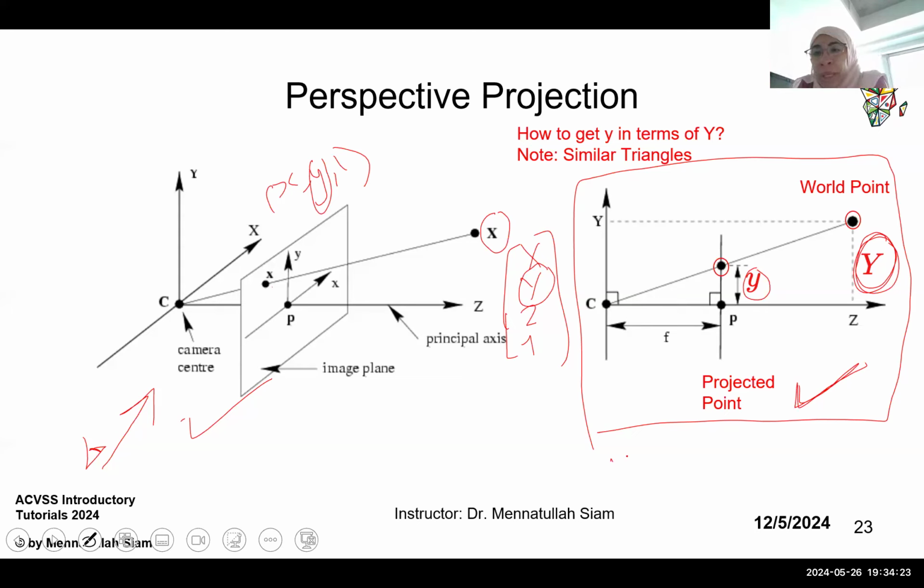What would Y equal to? Remember, this is something from the pinhole model. There are similar triangles here. So what do you think? Y is equal to what? Also remember that the distance between the image plane and the camera center is the focal length. So what do you think? Y should be equal to?